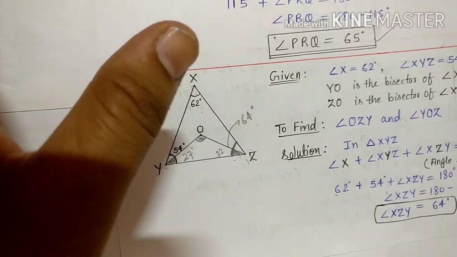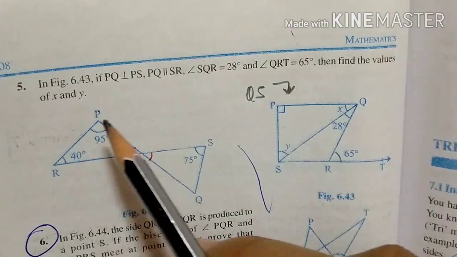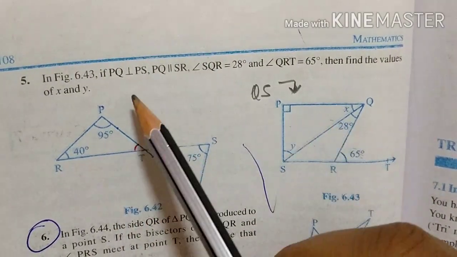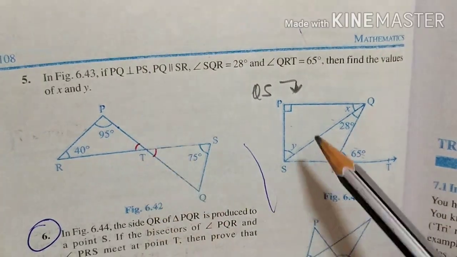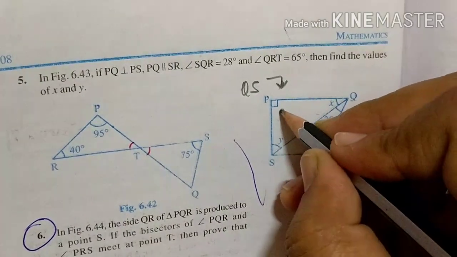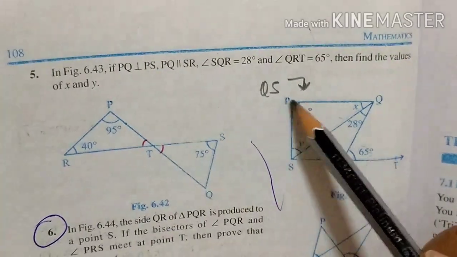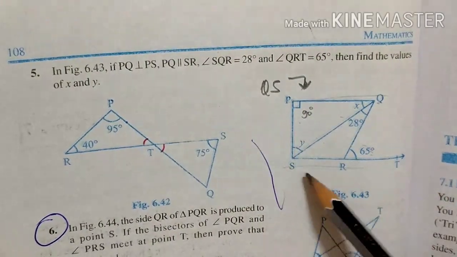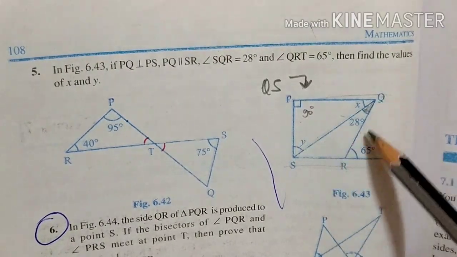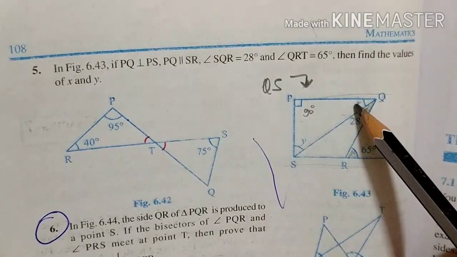Now question number 3 and question number 4 are very easy questions, so you can try them by yourself. Now let's move to question number 5. In figure 6.43, this is the figure of question number 4, we are doing question number 5. If PQ is perpendicular to PS, that's why they make a 90 degree angle. And PQ is parallel to SR, this line SR. And angle SQR, this angle, how much is given? 28 degrees. And angle QRT, that is the exterior angle, 65 degrees is given. Then find the values of X and Y.